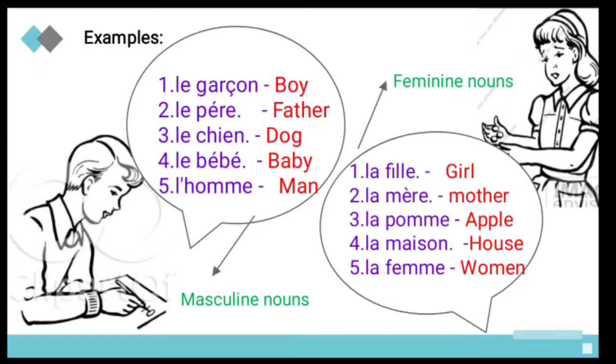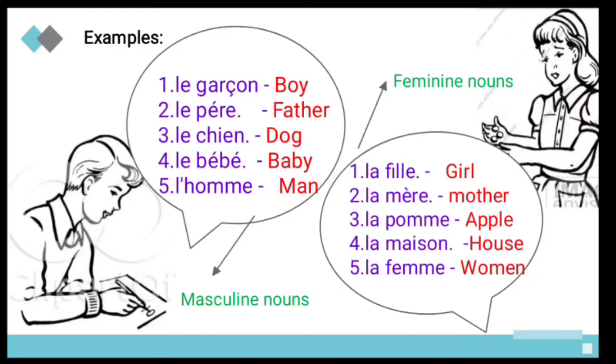So let us spell in French. Le garçon, L E G A R C cédille O N. Le garçon. And le père, L E P E accent grave R E, le père. And le chien, L E C H I E N. And le bébé, L E B E accent aigu B E accent aigu.